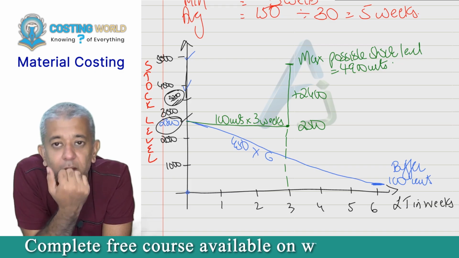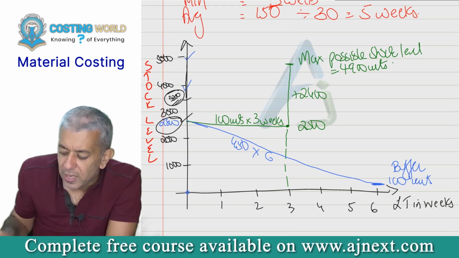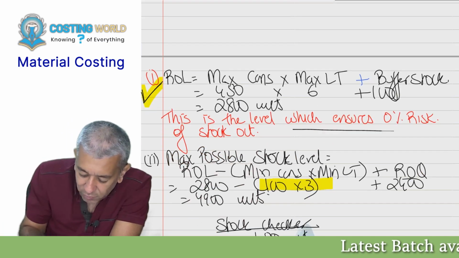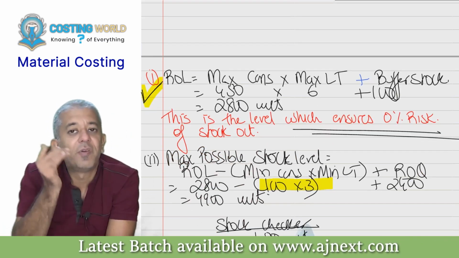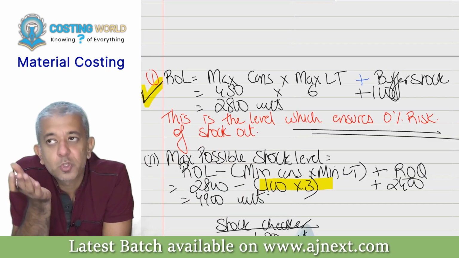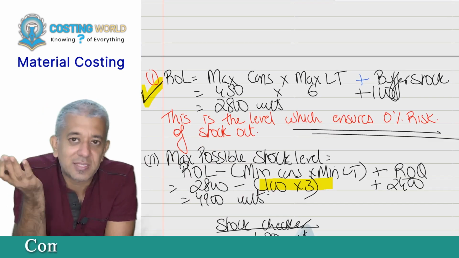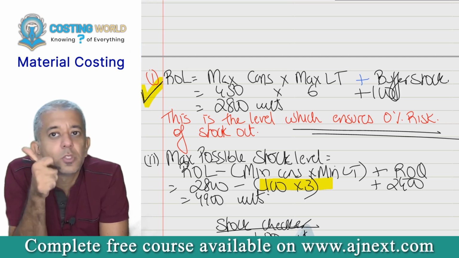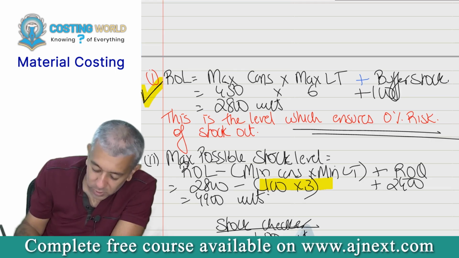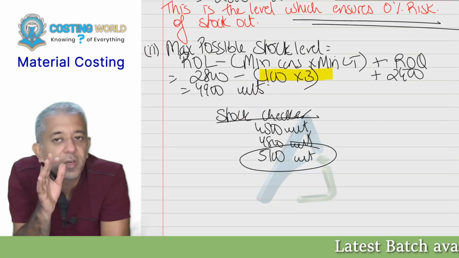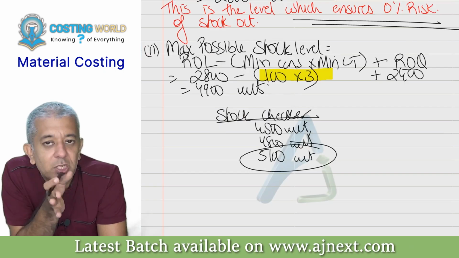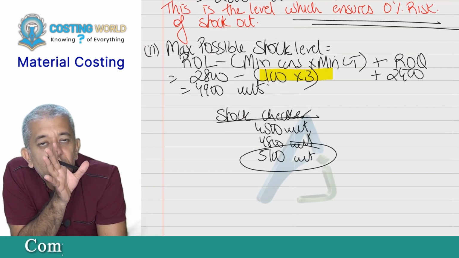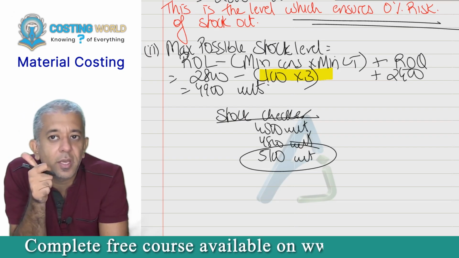Obviously, I can tell him, why can't you control yourself? Even if you order at 2,800, it is a zero risk level for us. Why do you want to order before? Stock will come before. I will have excess stocks. My carrying cost will rise. Understood, everybody? So therefore, the maximum possible stock level, this is the real use of it. It helps me to catch the purchase manager if he orders before the reorder level. Is that all okay?